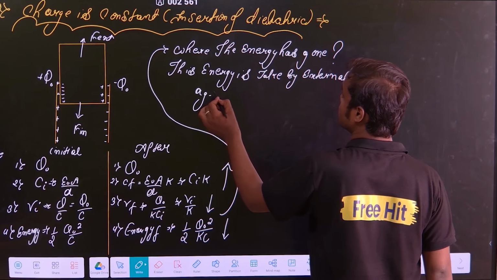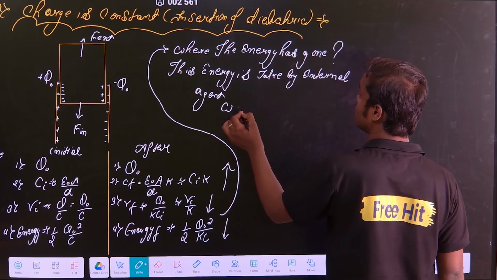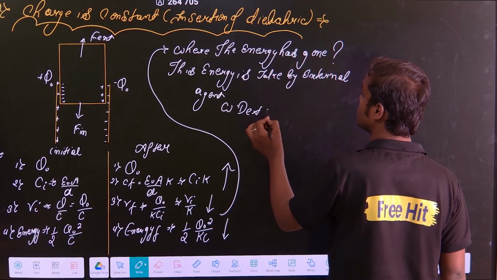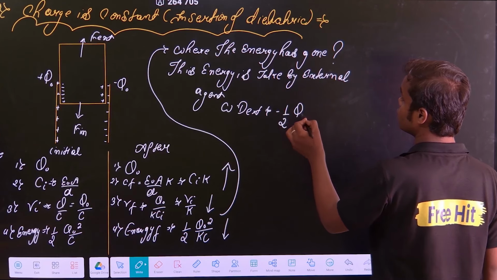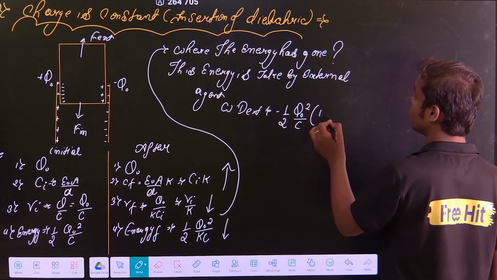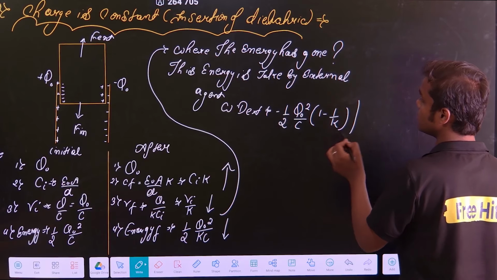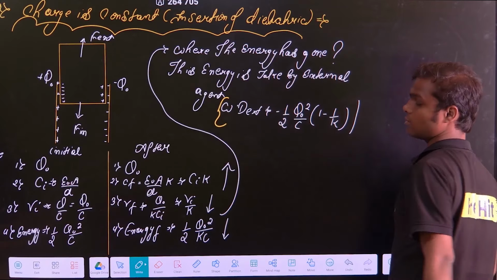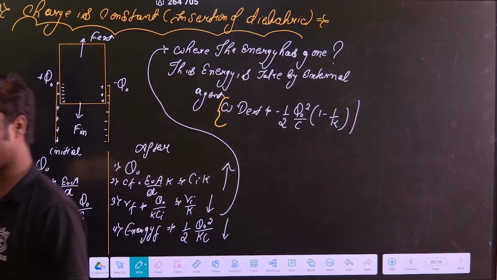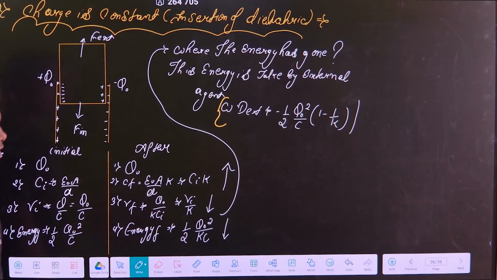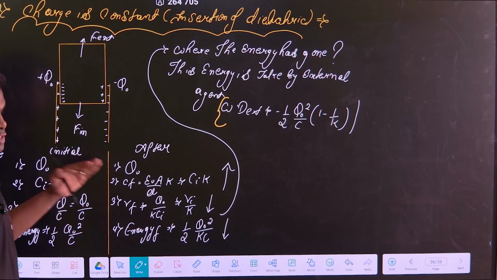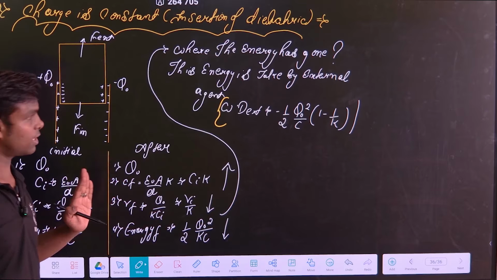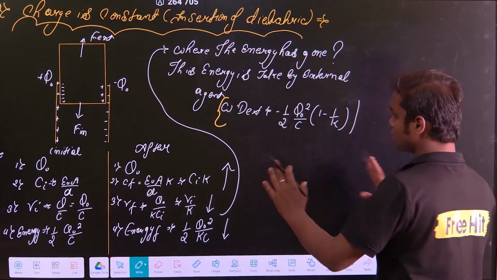And how much? If I ask you what is the work done by the external agent, can you tell me? Yes, but it is negative work done. Remember, it is negative work done. So this will be minus half Q naught square by C into 1 minus 1 by K. So that is the work done by the external agent. Anyone have a doubt? Let me know. I think the picture is crystal clear in your mind: which thing is increasing, which thing is decreasing, and what is the reason for it. Okay.